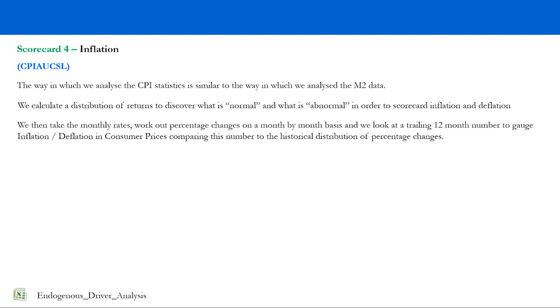We then, similar to M2, take those monthly rates, we work out the percentage changes on a month-by-month basis, and we look at the last 12 months on a rolling basis. So we take a trailing 12-month number in order to gauge inflation or deflation in consumer prices, and we compare this number to the historical distribution of percentage changes, and we do that to see whether the current number is within the bounds of normality or outside the bounds of normality, i.e. an abnormal number.